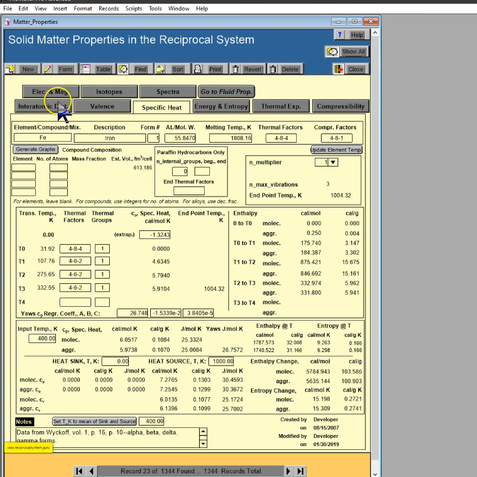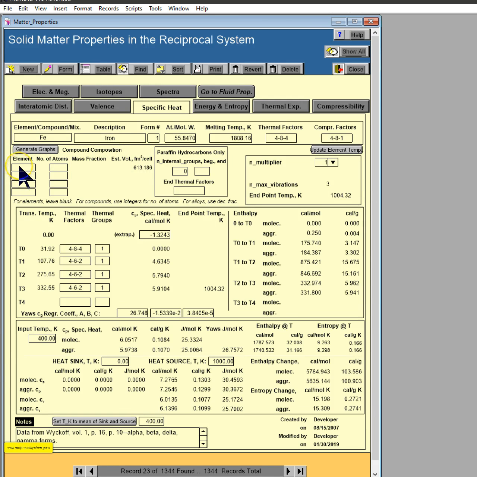Now, to compare the theoretical calculations with empirical data, I use Carl Yaws' regression coefficients A, B, and C. This is a polynomial, and I'll show that to you in a moment. But once we know this, we can integrate to get the enthalpy, in calories per mole or calories per gram. So this shows the different stages here: 0 to T0, T0 to T1, T1 to T2, T2 to T3, T3 to T4.